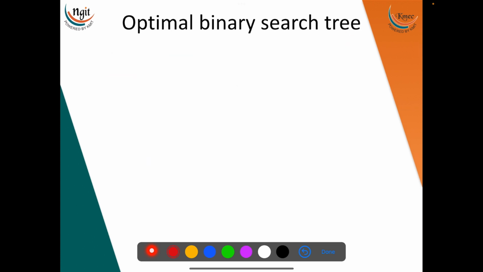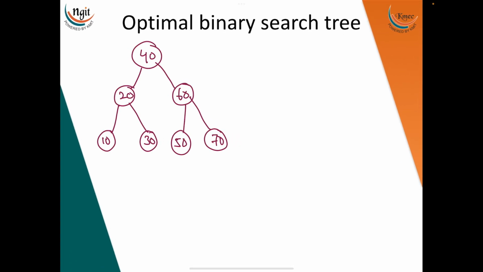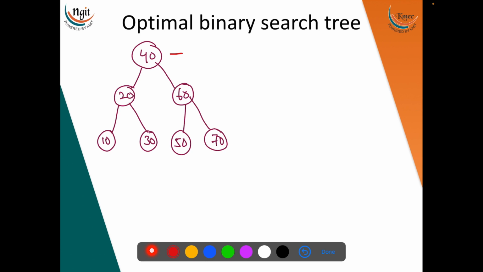Now, let's suppose I wanted to search this 40 only. How many comparisons? 1. For 20, how many comparisons? We will start with this root node. If it is not, then we'll come to the second condition. Now, this time it will be matched. So it requires 2 comparisons. For 10, it is 3. For 30, also 3. For 60, it is 2. For 50, it is 3. For 70, it is 3.